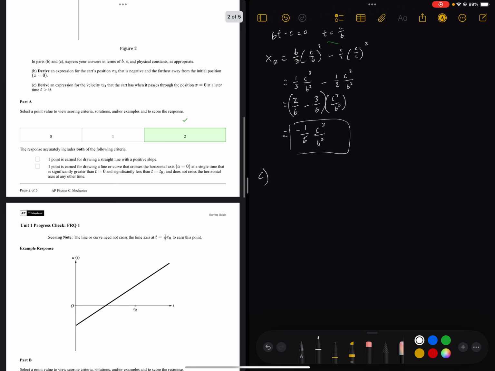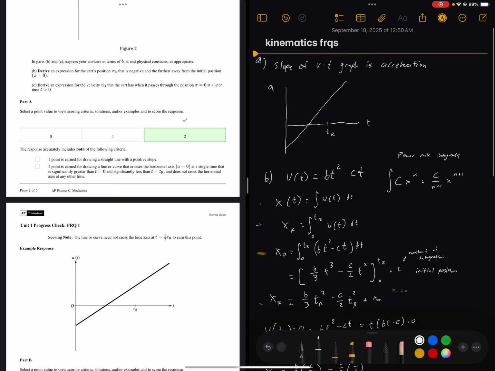Also, keep in mind, definitely look at the scoring guidelines, right? For example, for the first one where we drew the acceleration time graph, we knew that it starts off negative and becomes positive, and that about halfway from t equals 0 to t equals tr, that's when the acceleration is 0. But notice on the scoring guidelines, they're not super sticklers about that. As long as at a time significantly greater than t equals 0 and significantly less than t equals tr, the acceleration crosses the horizontal axis, okay?